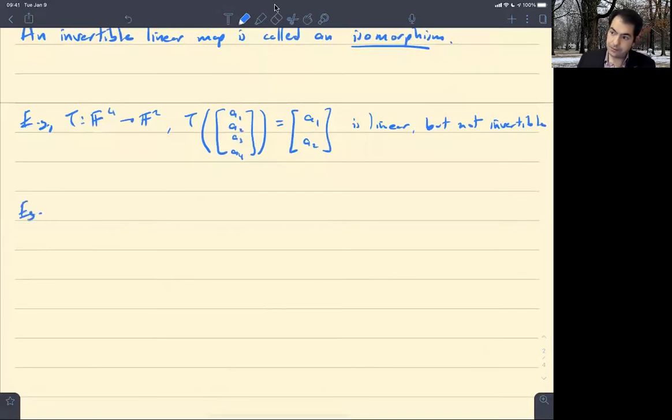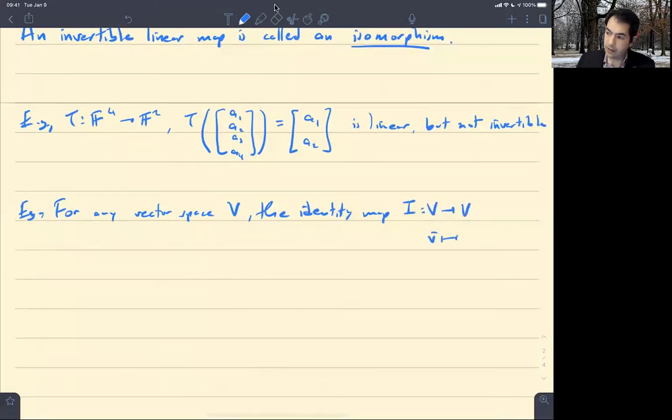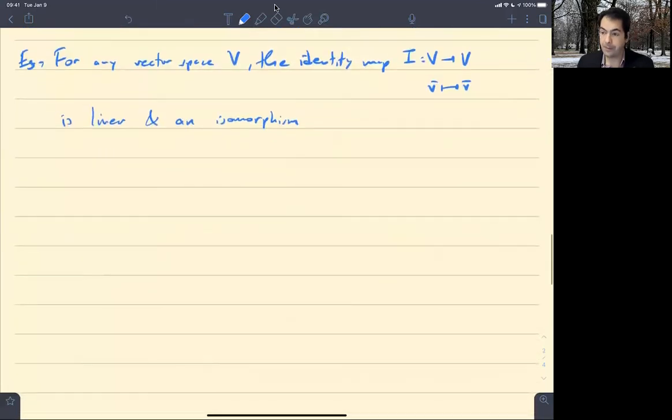Okay, here's another example. For any vector space V, the identity map, I from V to V, which just takes a vector V and gives you back the vector V, is linear, and in fact an isomorphism, which is a pretty trivial statement. Okay, but it's a very important linear map.